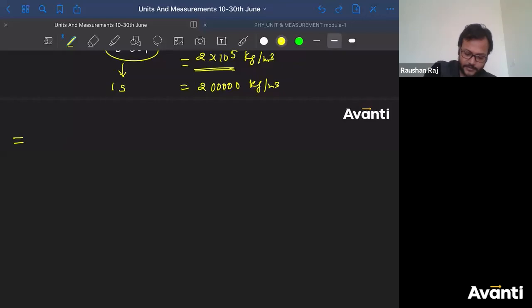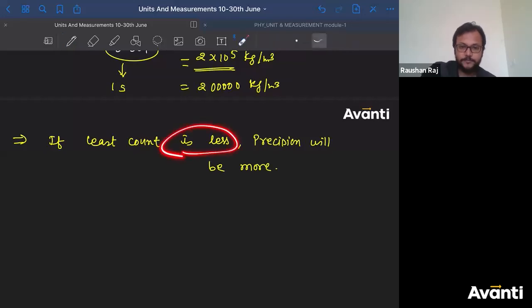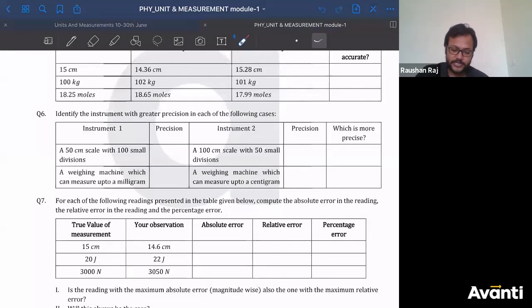If least count is less, precision will be more. What will happen, children? Precision will be more. If you decrease the least count, precision will increase. So find out the least count here. The one with smaller least count will have more precision.